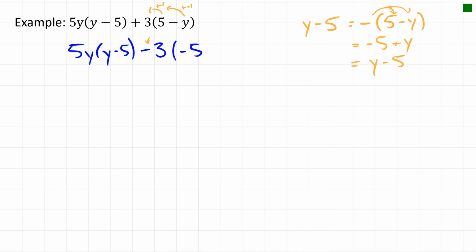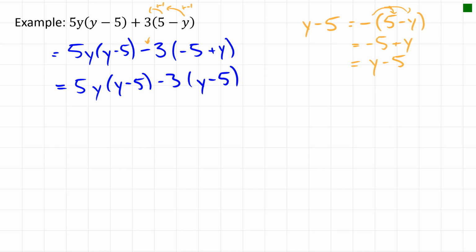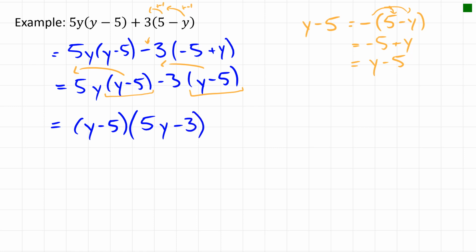And then negative 5 plus y, or, again, rearranged, that would be y minus 5. And now I have these common brackets for each term, and so I can factor the common brackets off each term, and I'll get y minus 5. So that's what I've factored off, and I'm left with 5y minus 3.